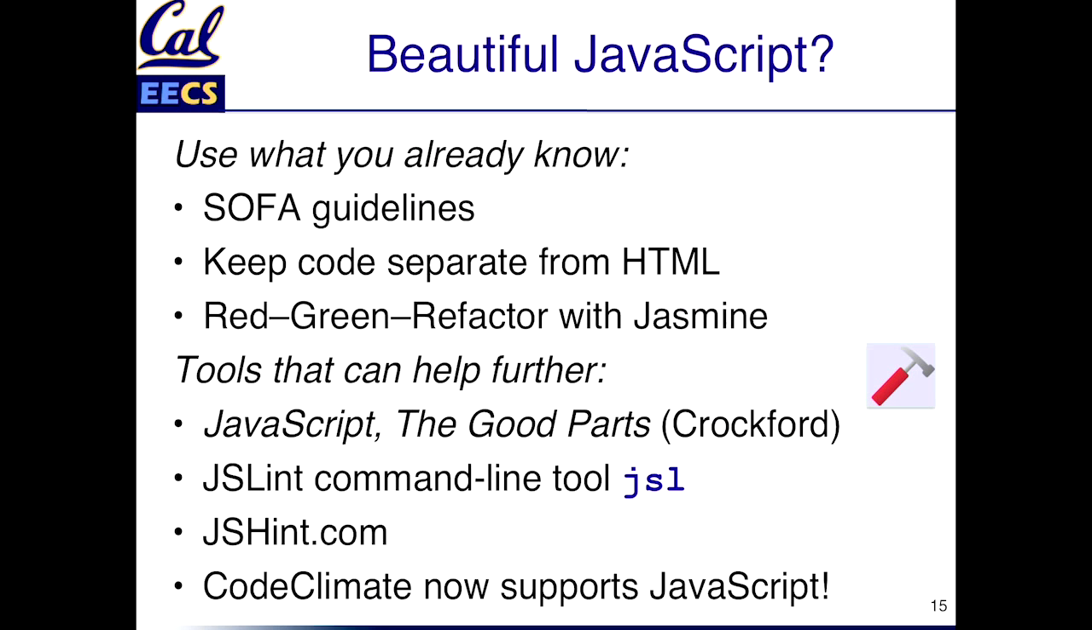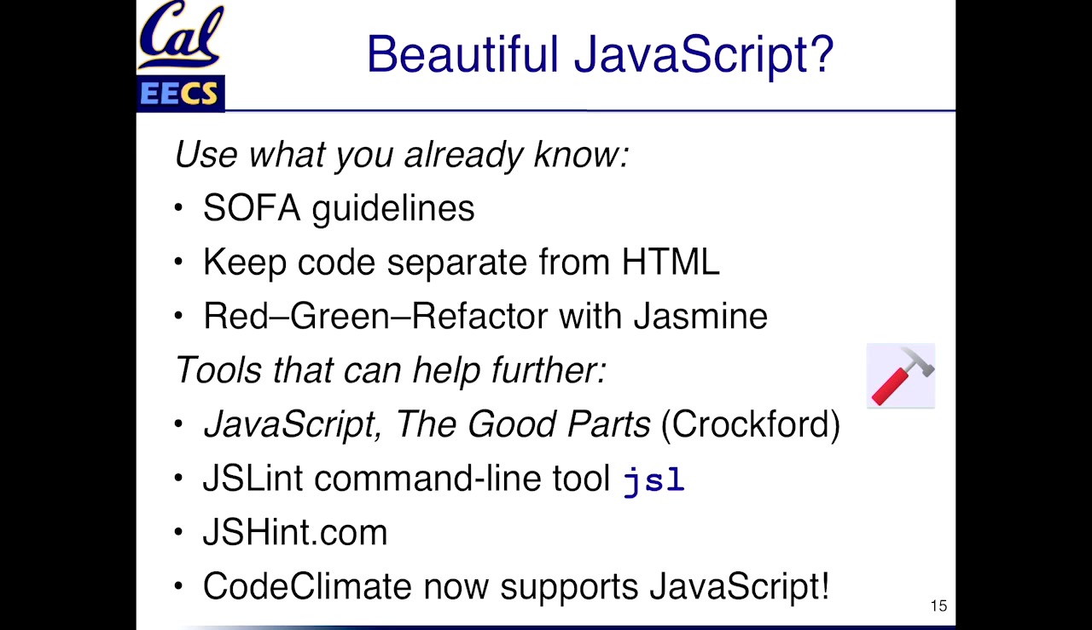We've talked a lot about beautiful code. There's now a lot more tools than there used to be to help you write more beautiful JavaScript. And the good news is you can start by using some of the things you already know that are guidelines that really are language independent. So the idea that functions should be short and do only one thing and have few arguments and stick to one level of abstraction, the SOFA goals, there's no reason that wouldn't apply in JavaScript. Keep your code separate from your HTML.